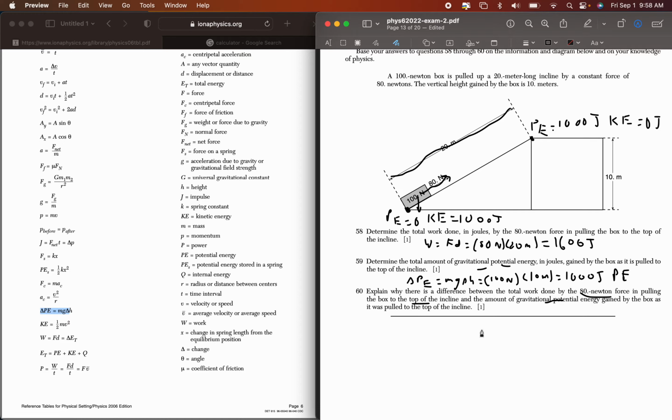because some of that work, 600 joules in this case, was lost. So we say lost to friction. It was converted to heat when it was going up across the incline. So let's just write friction.